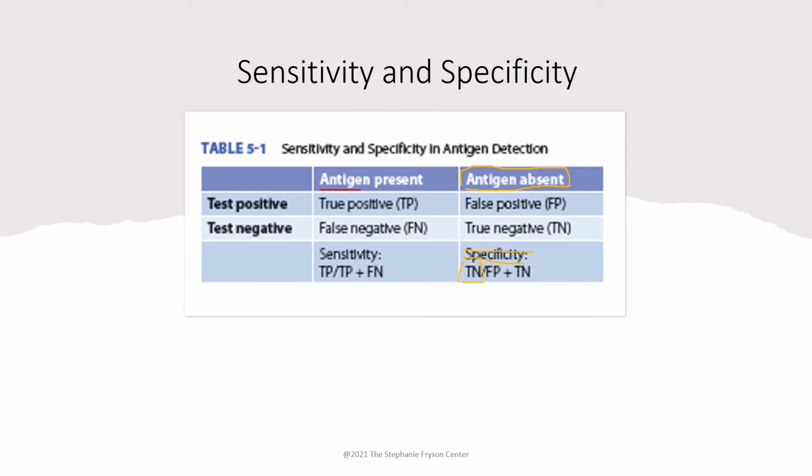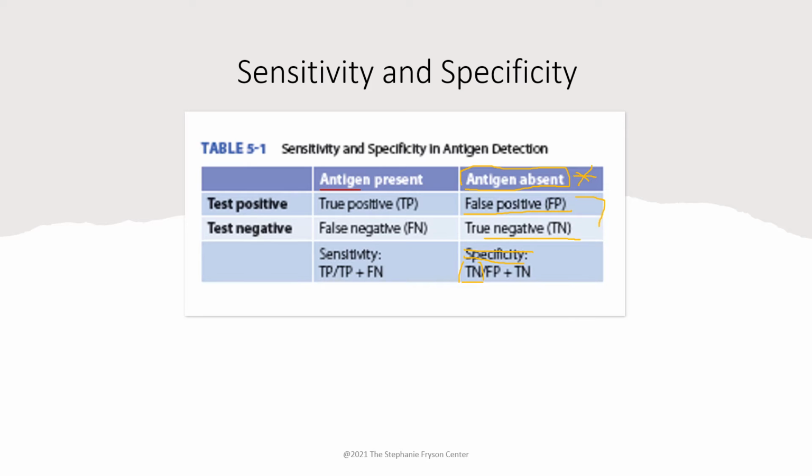If the test is positive and the antigen is not there, this is considered a false positive. If the test is negative and the antigen is not there, this is considered a true negative. Either way it goes, the antigen was not there in either of these cases.